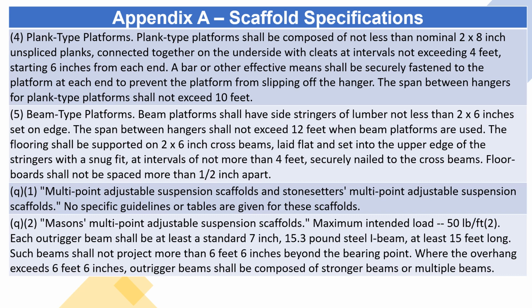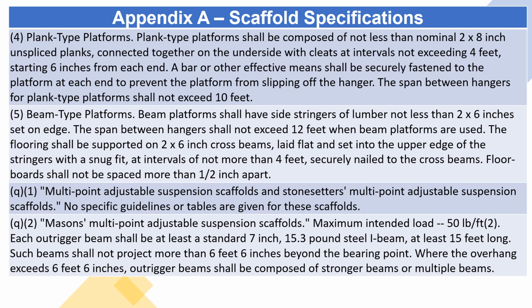5. Beam-type platforms. Beam platforms shall have side stringers of lumber not less than 2 by 6 inches set on edge. The span between hangers shall not exceed 12 feet when beam platforms are used. The flooring shall be supported on 2 by 6 inch crossbeams, laid flat and set into the upper edge of the stringers with a snug fit, at intervals of not more than 4 feet, securely nailed to the crossbeams. Floorboards shall not be spaced more than half an inch apart.